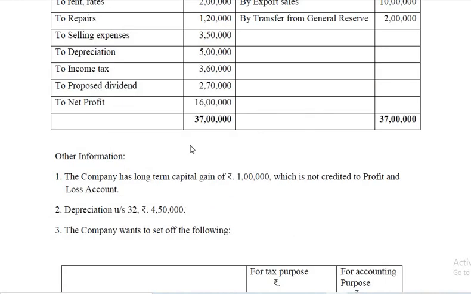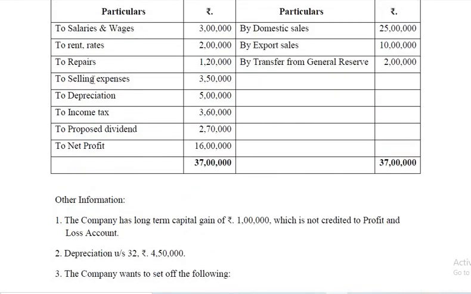See, if you look at the debit side, this depreciation is there, 5 lakh, whereas as per the Income Tax Act, that is under section 32, it should be 4,50,000. Now what you can do is add 5 lakh to net profit and deduct 4,50,000 from net profit while computing book profit.